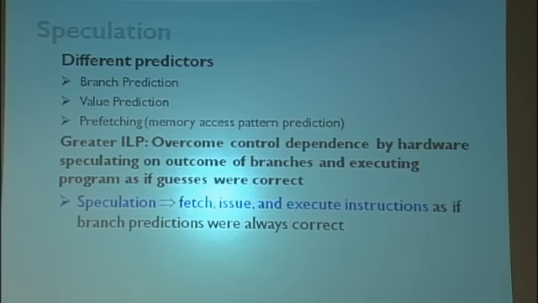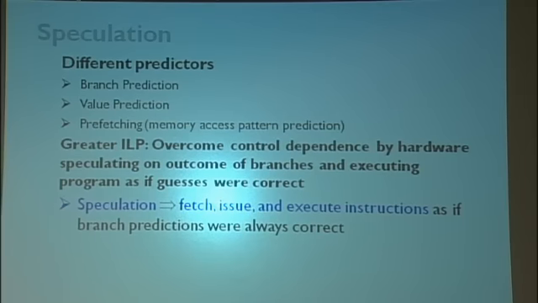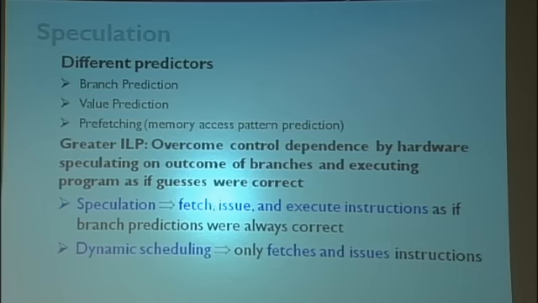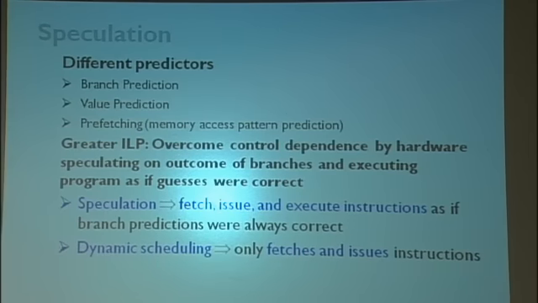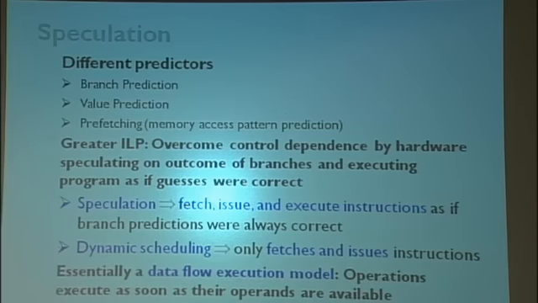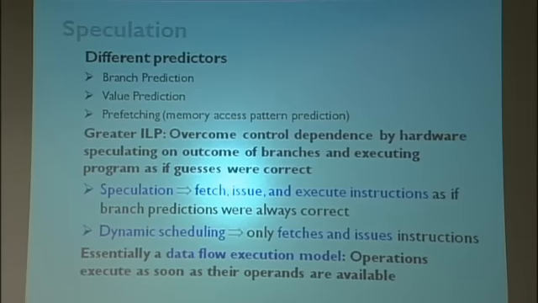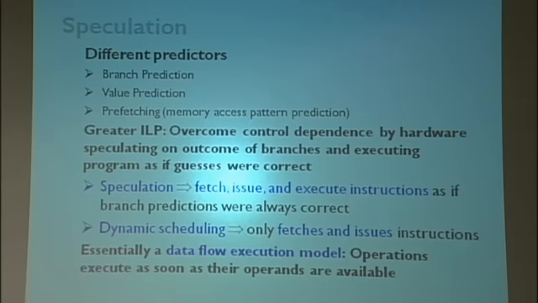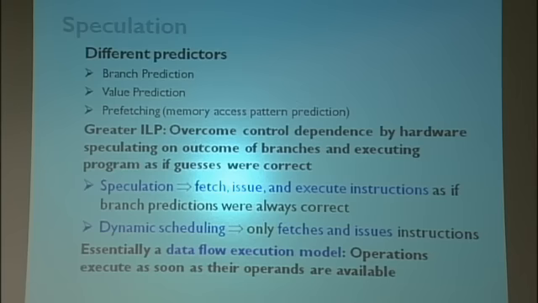So in speculation, what you do is fetch, issue, and execute as if you already knew where the branch was going, by using the prediction. If I just do dynamic scheduling, I am only doing fetch and issue. I am not going to execute until I know everything is ready. So speculation goes one step beyond. Dynamic scheduling is what we call a data flow execution model. That means the minute the data is ready and everything is ready, you can execute, even though it might not be in the same order as the program. It might be a much later instruction, but if it's ready, you can execute that.